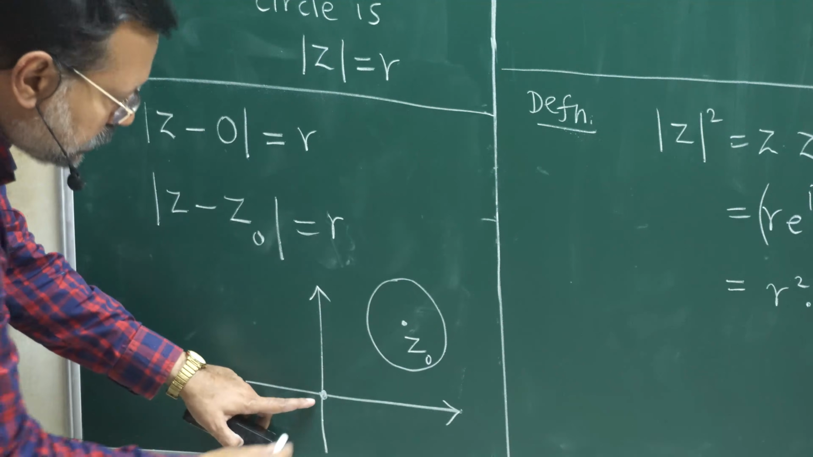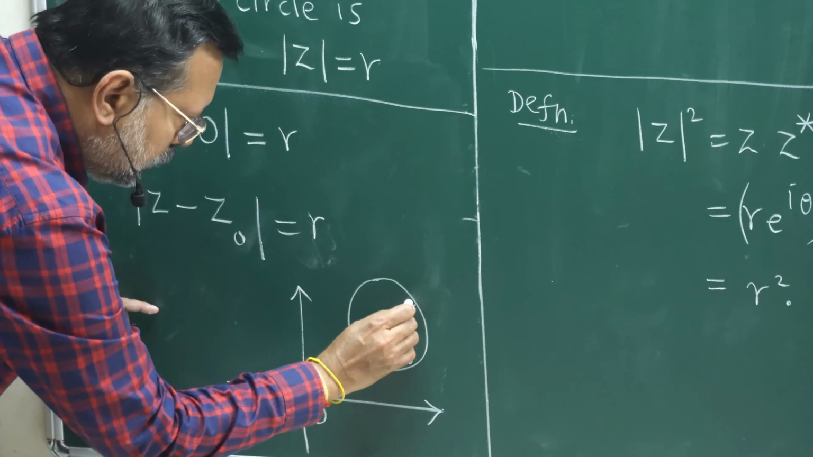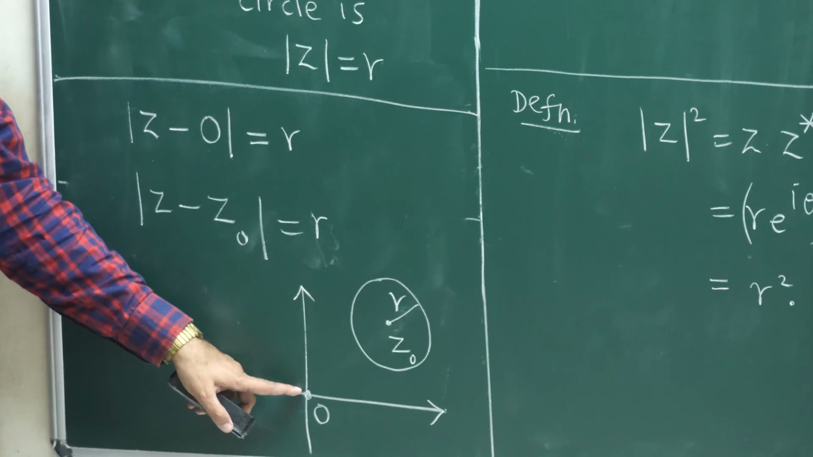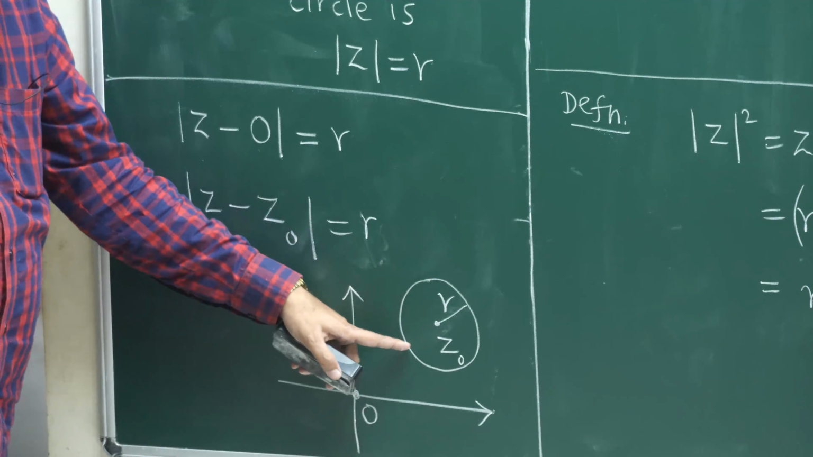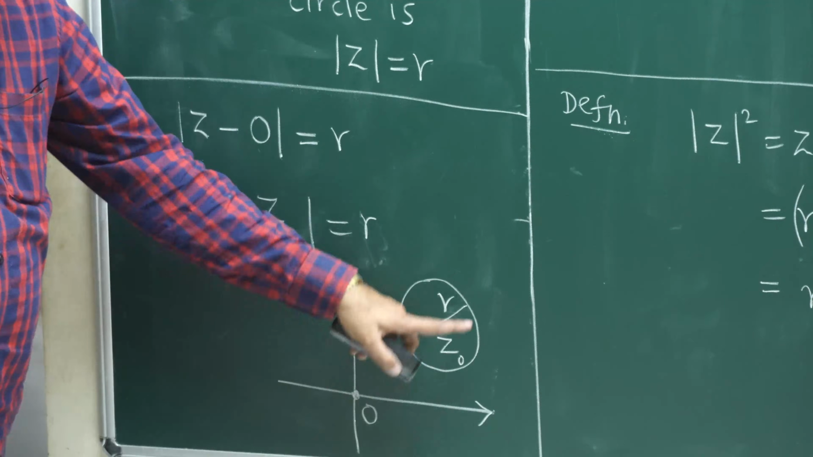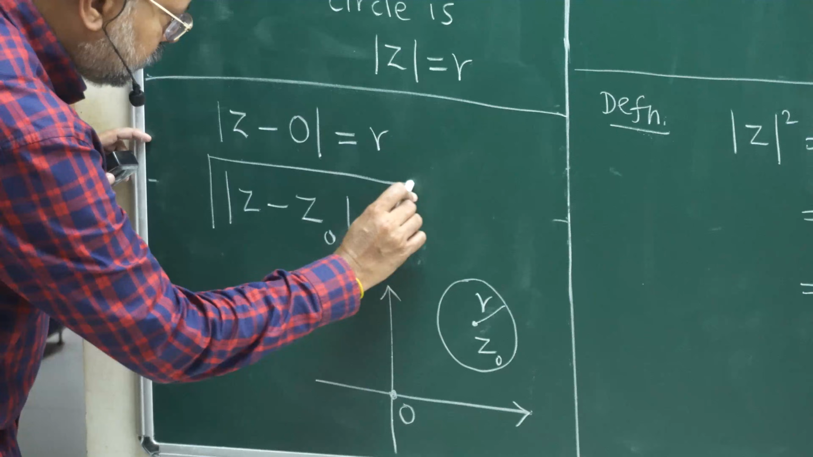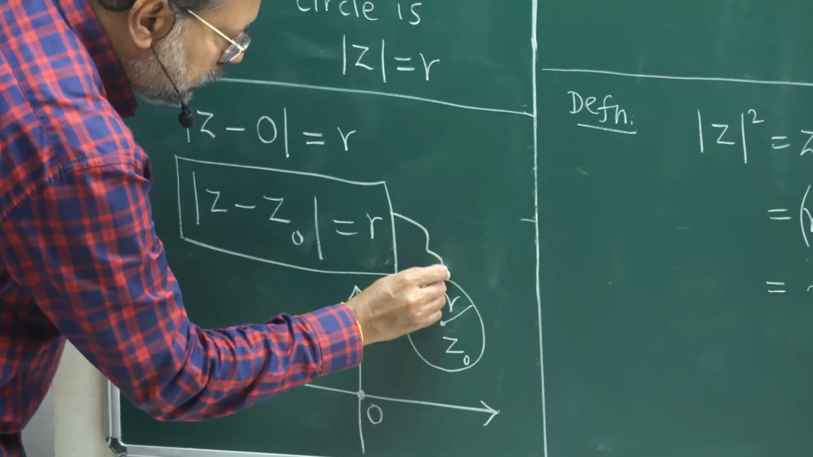As you can see, that's the origin, you have 0, and z naught is here, and the radius is r. So it means that this circle which was at the center has been translated, has been moved to another place z naught in the complex plane, and about that point the circle has a radius r. If that is the situation, the equation of the circle is this. So that is the equation of the circle.